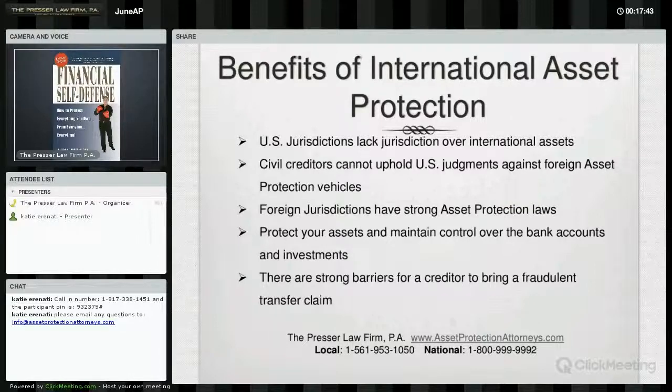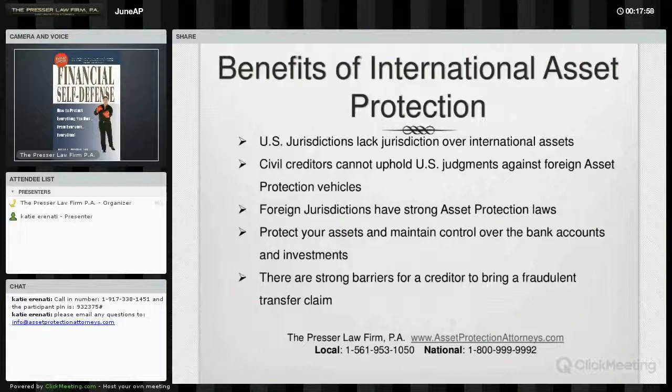It's the key phrase: the more control you have, the less protection. The less control you have, the more protection. So you really got to figure out a client's comfort level and see how you balance the control versus the protection issue. And there's a lot of strong barriers for a creditor to bring a fraudulent transfer claim.